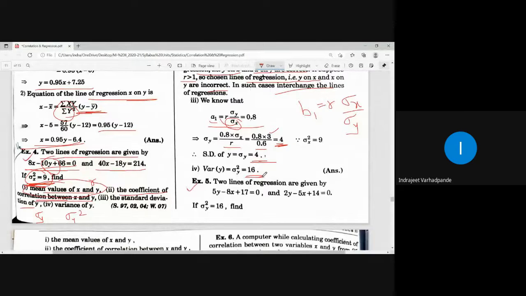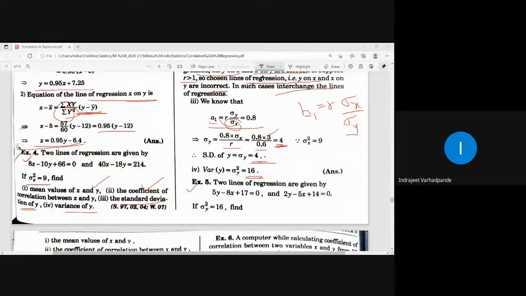So in this case, all the requisite quantities are obtained, wherein we have the mean values of x as well as y, correspondingly called x bar and y bar. The coefficient of correlation is obtained from a1 and b1. From any one of the formulas, we calculated the standard deviation of y and the variance of y. So this is one of the important examples.